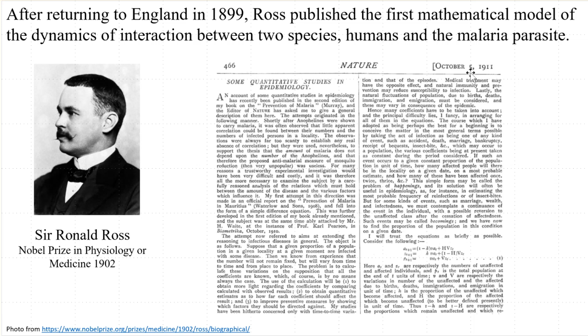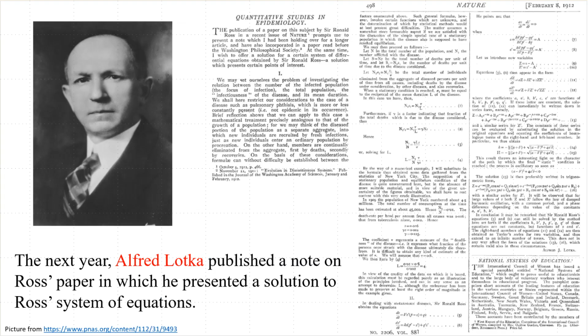This was published in Nature in 1911. And as I said, it was the very first paper to describe a model of an interaction between two species. The next year, Alfred Lotka published a note on Ross's paper, also in Nature. This is the entire paper right here in front of you. So if you really want to read it, right there it is.